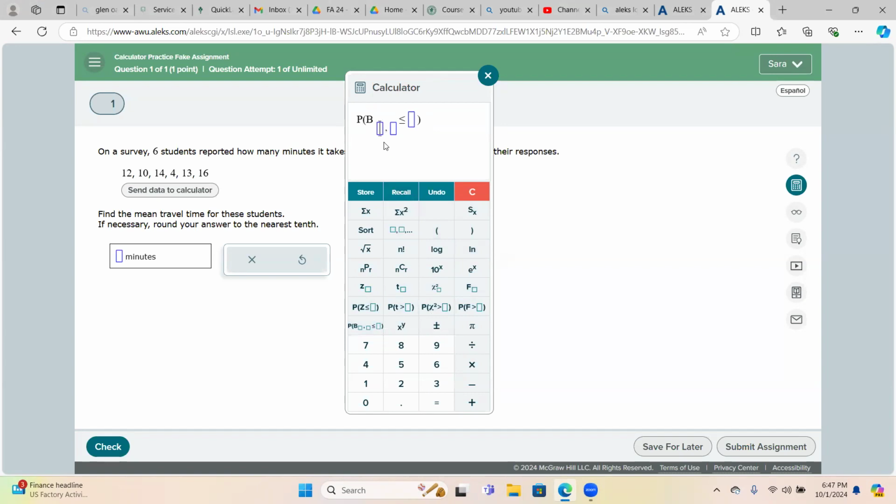So it's going to be 30, tab, 12 divided by 60. So it's 30, and then 12 divided by 60 is our probability, and then we're going to put in 3, and then hit enter. And then we get 0.1227.